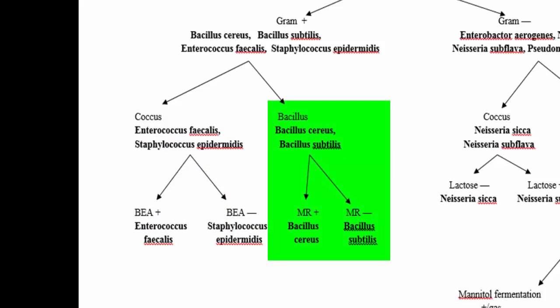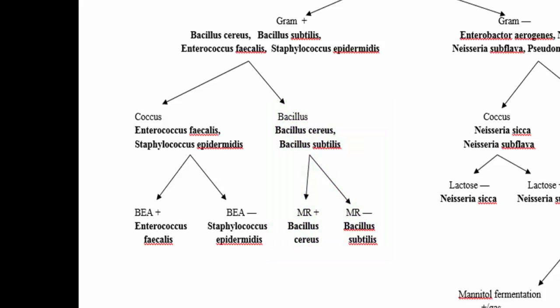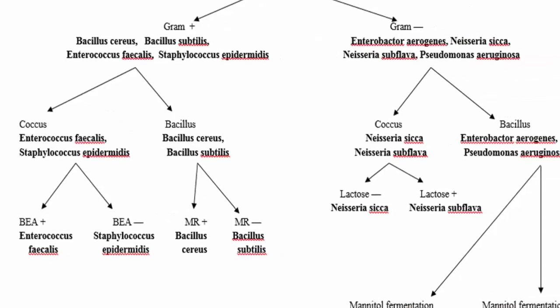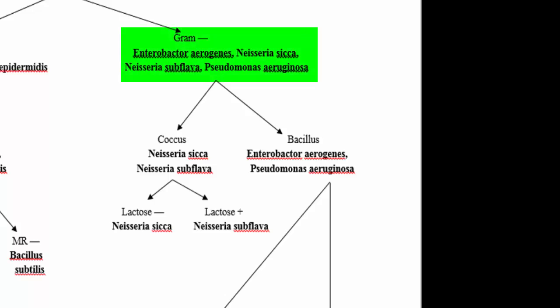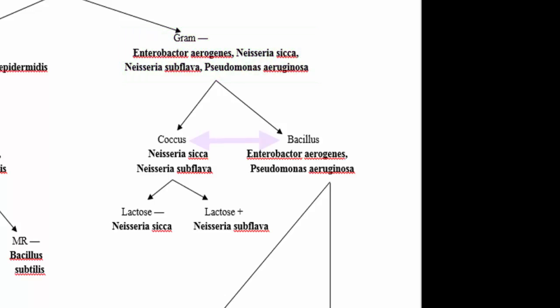I would look for a test that would separate Bacillus cereus and Bacillus subtilis. And MR does this nicely because Bacillus cereus is MR positive, whereas Bacillus subtilis is MR negative. Now I am done with all of my gram-positives. I don't have to look at them anymore. I now turn my attention to the gram-negatives, of which I have 4. I will separate these into gram-negative cocci and gram-negative bacilli.